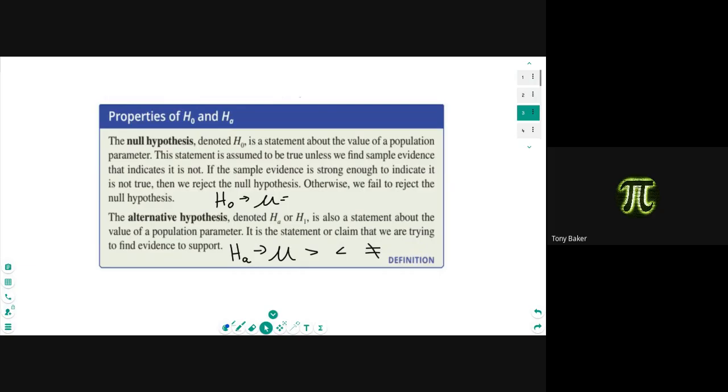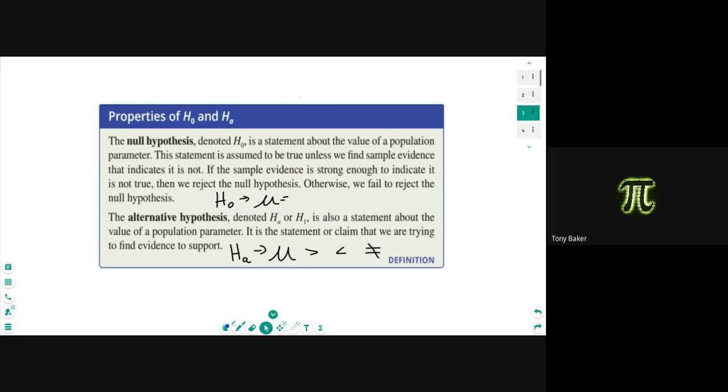The first of the big things that we're going to need to use: you have two properties that you're going to start with. The first one is your null hypothesis. This is a statement about the value of the population parameter. Your null hypothesis will always be equal to.